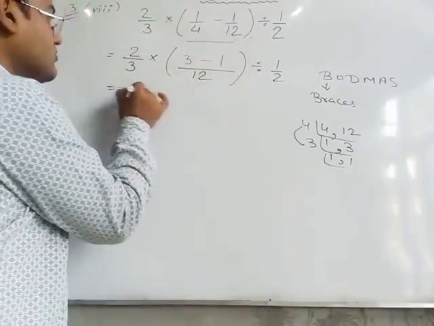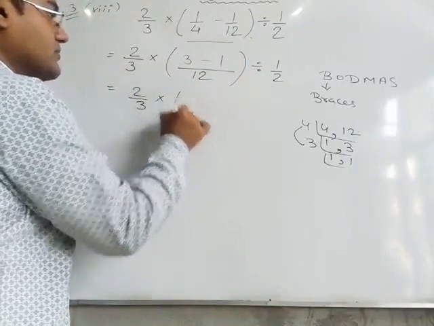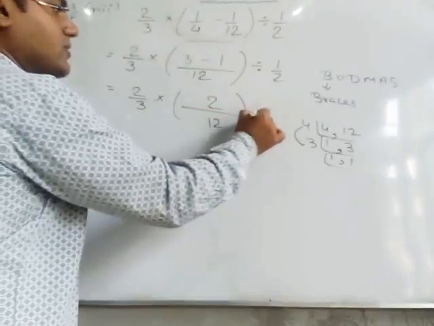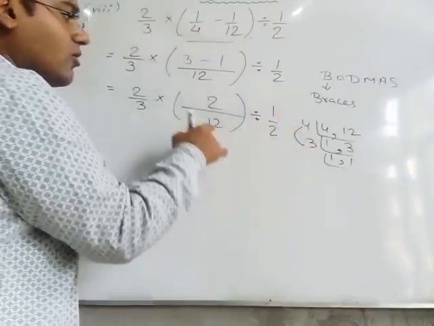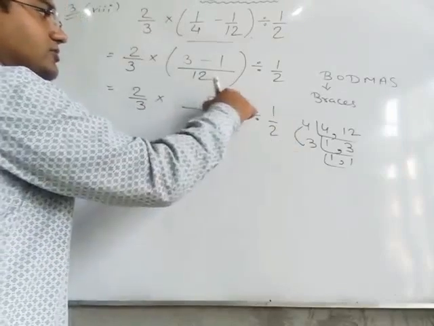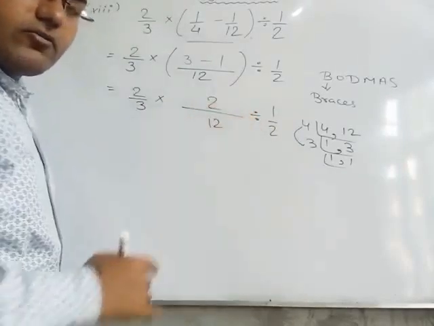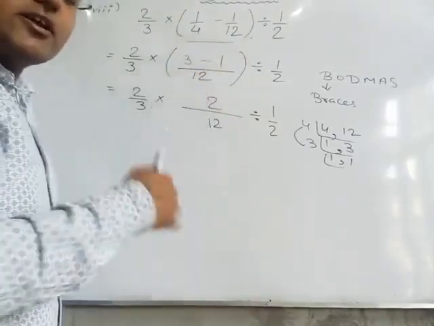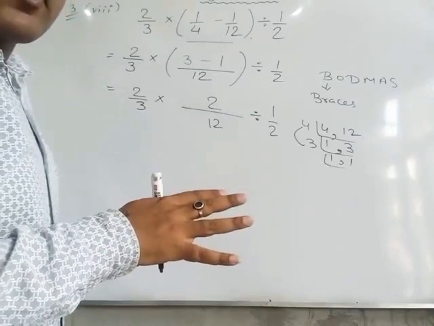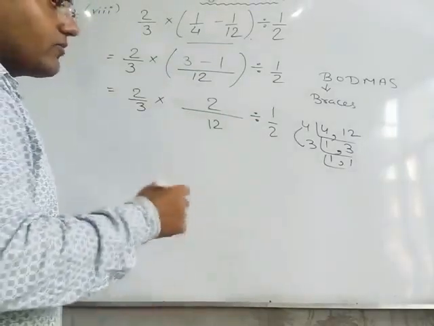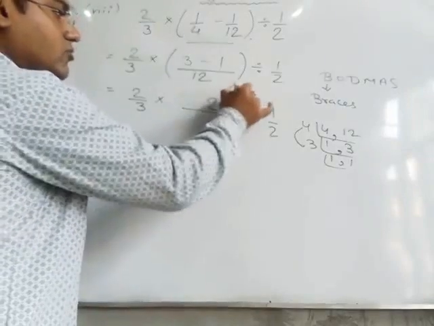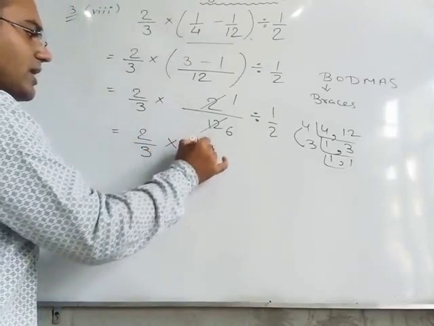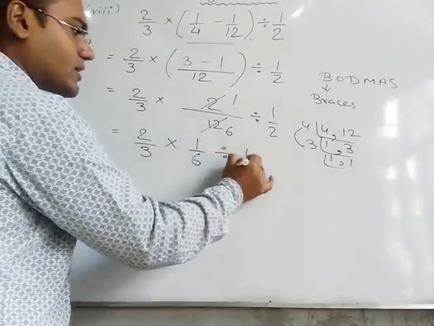Now in the next step what we will do, 2 upon 3 multiply 3 minus 1 will be 2 upon 12 divided by 1 upon 2. Now we can remove this bracket. No need to put the bracket here. Why is the bracket not needed? Because inside the bracket subtraction was there, and that subtraction we had already finished. Now what we will do? We will cancel them with the table of 2. 2 1s are 2, 2 6s are 12. So here we are getting 2 upon 3 multiply 1 upon 6 divided by 1 upon 2.